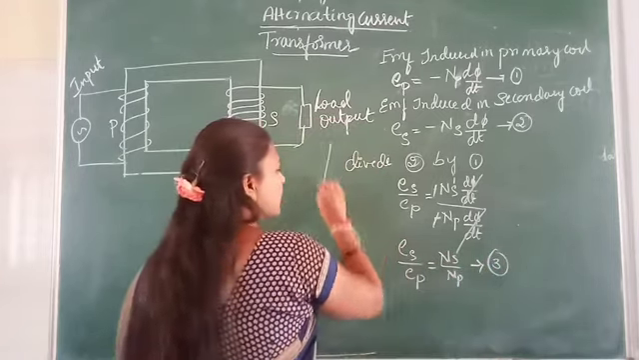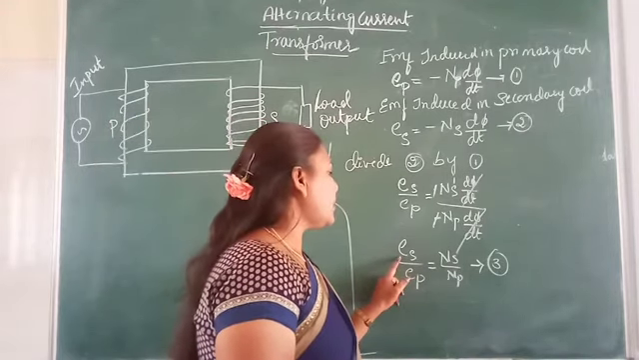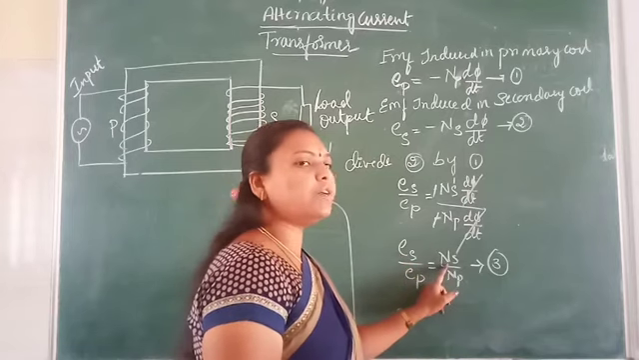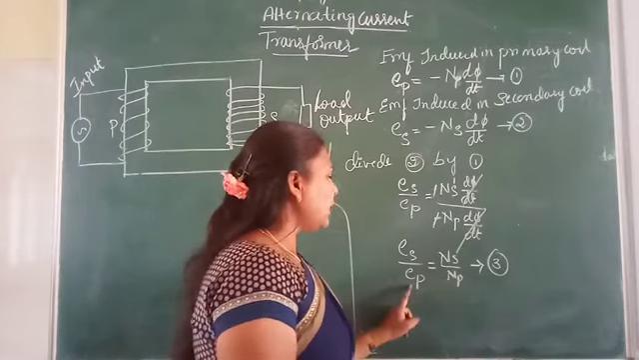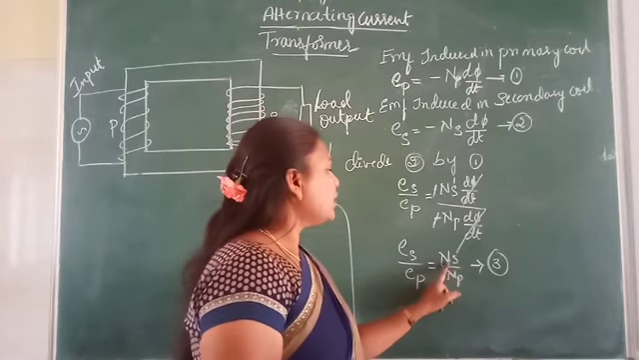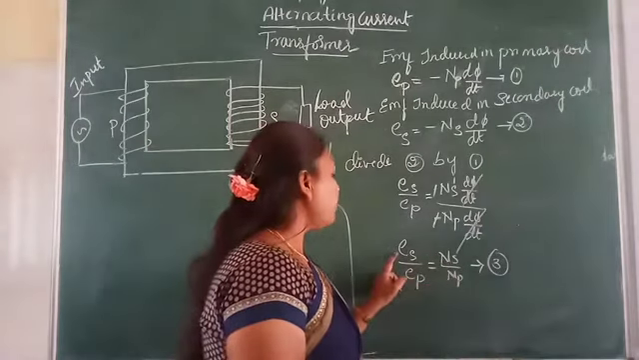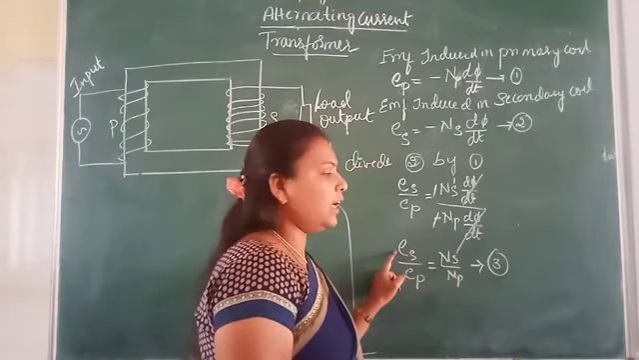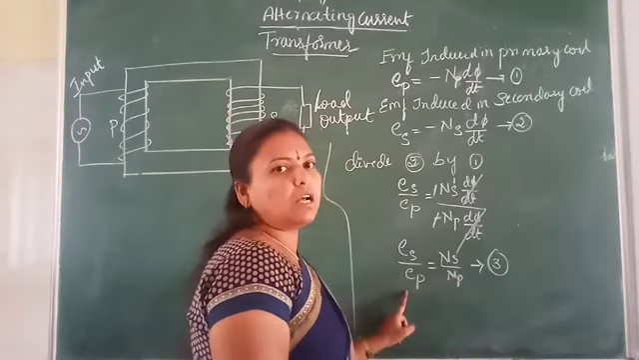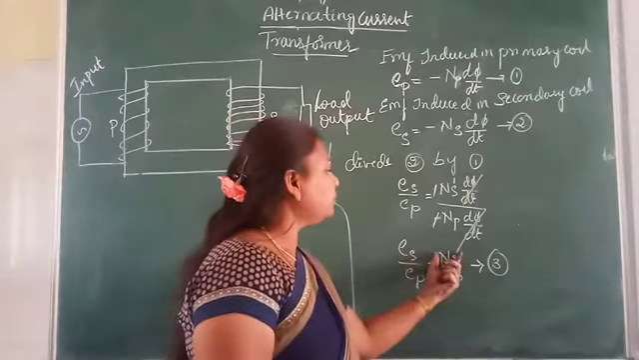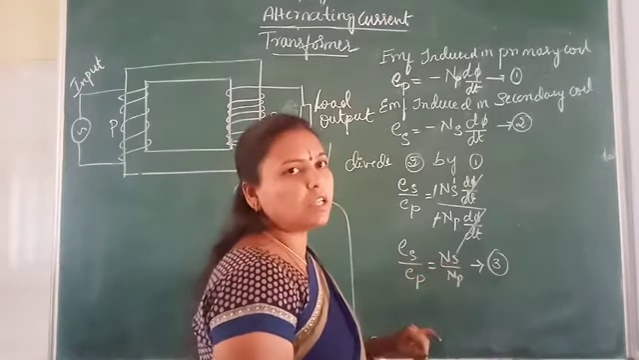From that we can conclude that the EMF induced in the secondary coil is based on the number of turns in the secondary coil, and the EMF induced in the primary coil depends on the number of turns in the primary coil. The more turns of wire I wind on the secondary coil, the more EMF and voltage is induced in the secondary coil. Likewise for the primary coil. So this is the EMF, and what we have taken is the number of turns in the coil.